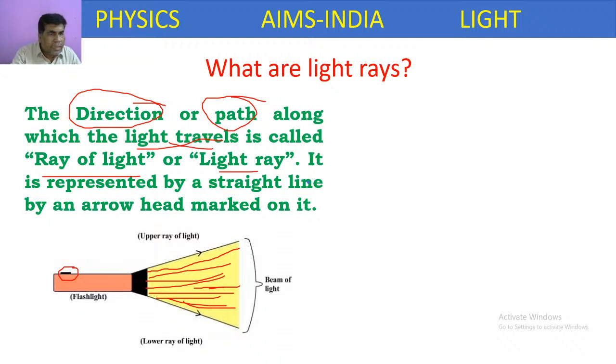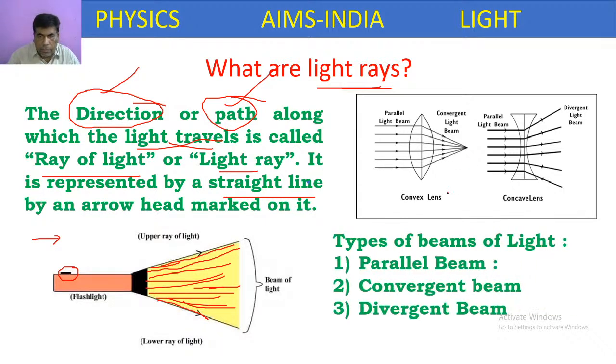So it is represented by a straight line with an arrowhead marked on it. So light ray means we represent it by a straight line with an arrowhead. This is the upper ray of light. This is the lower ray of light. So here light ray means nothing but the direction or the path in which the light is traveling.